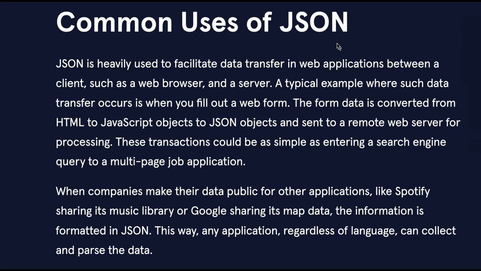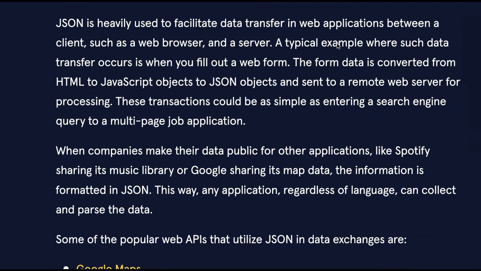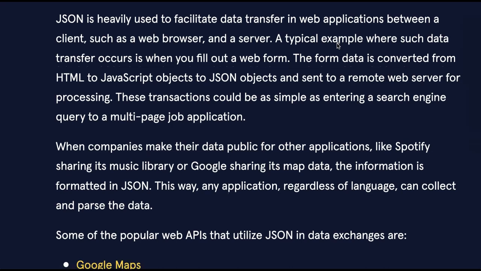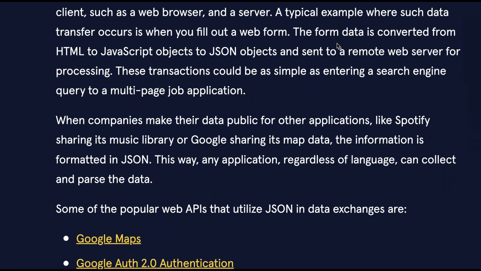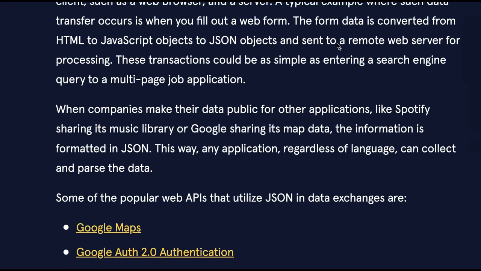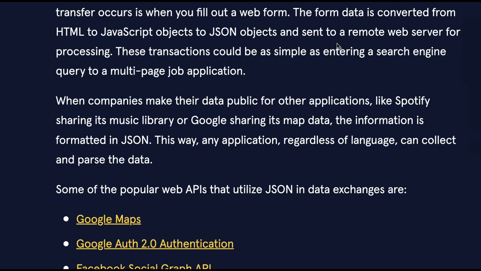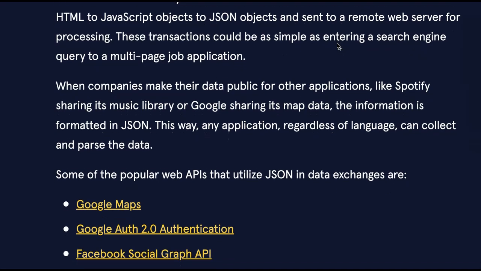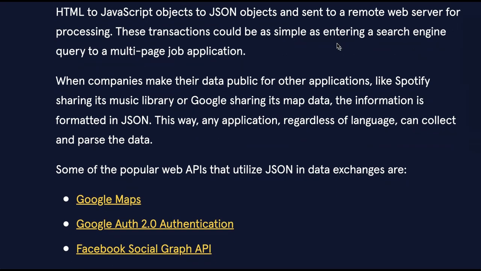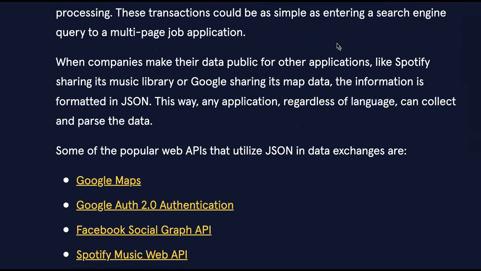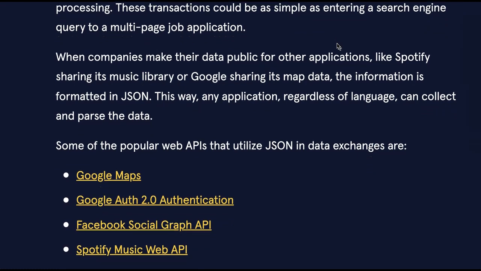Common uses of JSON. JSON is heavily used to facilitate data transfer in web applications between a client, such as a web browser, and a server. A typical example where such data transfer occurs is when you fill out a web form. The form data is converted from HTML to JavaScript objects to JSON objects and sent to a remote web server for processing. These transactions could be as simple as entering a search engine query to a multi-page job application.